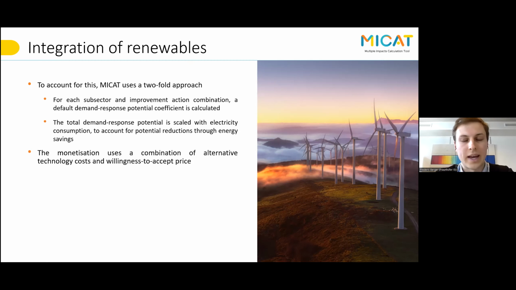Right. And the monetization of this uses a twofold approach. On the one hand, we look at what it costs to provide this demand response service if it isn't through demand response potentials in industry or households. So for instance, just how much would a battery storage cost? And on the other hand, we're looking at the willingness-to-accept price. There are a lot of studies asking companies what would be the price for them to provide a certain demand response service, and somewhere in between, that's the price we are taking to assume the costs of this integration of renewables.